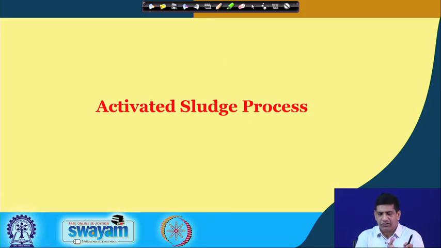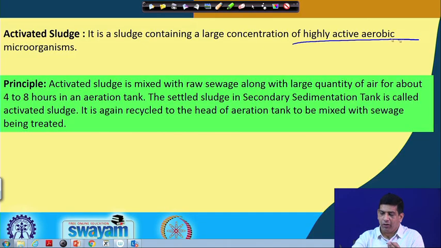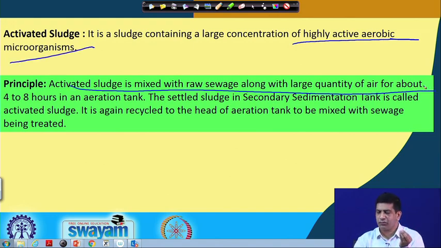What we talked about just now was what we covered towards the end of the last video. Another process of secondary wastewater treatment is the activated sludge process. Activated sludge is a sludge containing a large concentration of highly active aerobic microorganisms, which is why it is called activated sludge. We try to keep them active. The principle is that it is mixed with raw sewage along with a large quantity of air for around 4 to 8 hours in an aeration tank.